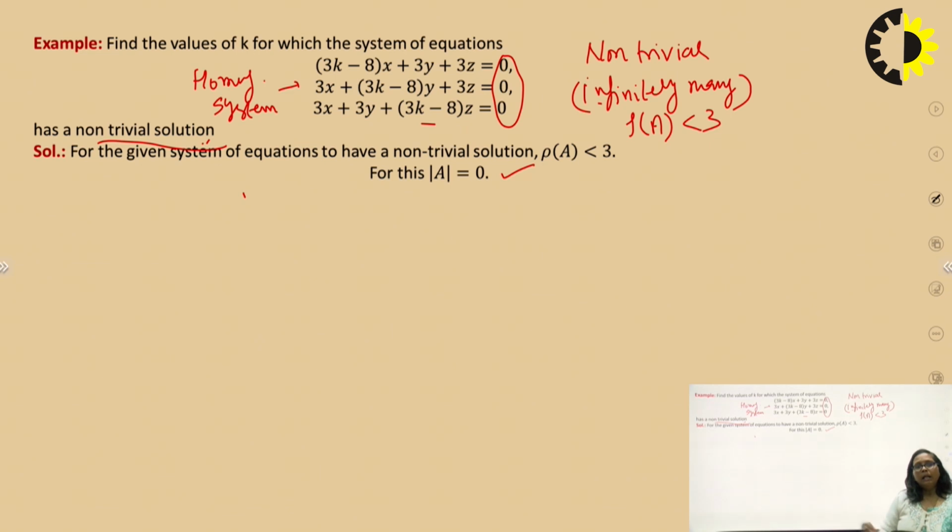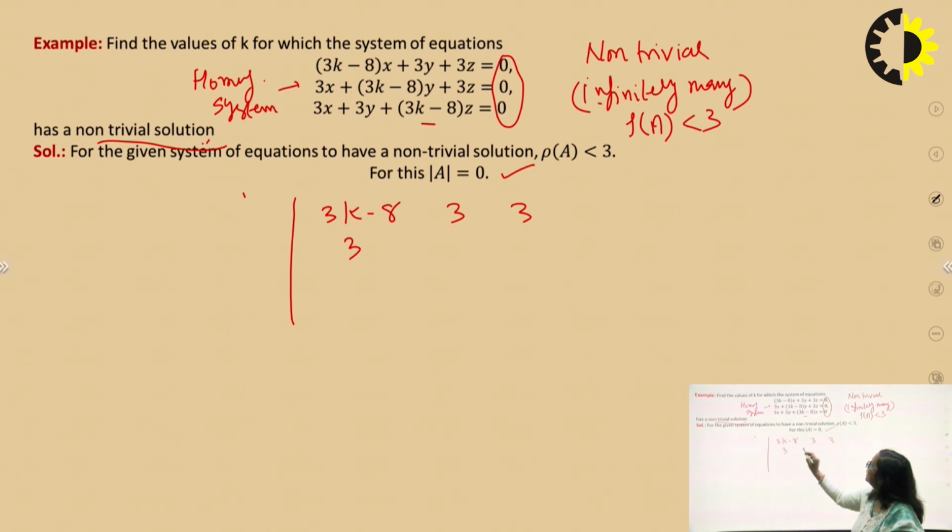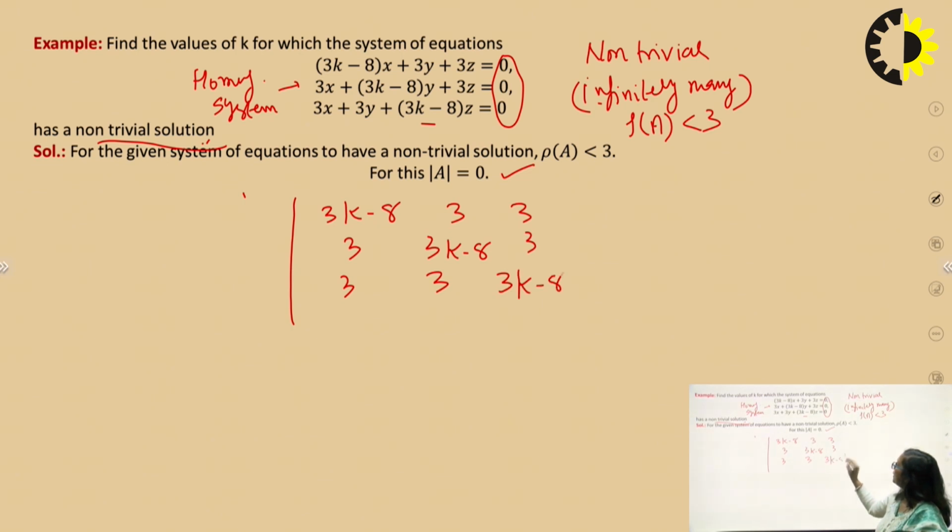Now I form this determinant of A. Writing it in determinant form, I can write 3k minus 8, 3, 3; 3, 3k minus 8, 3; and 3, 3, 3k minus 8.